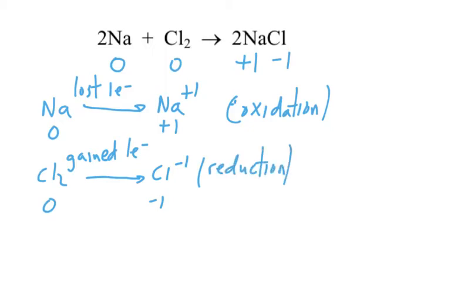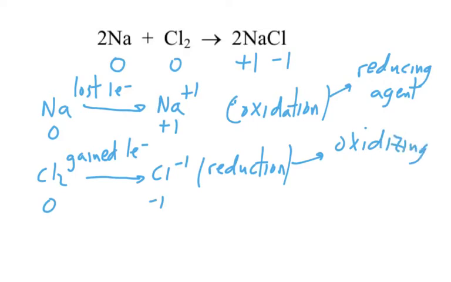Now, here is the play on words. Sodium underwent oxidation. Therefore, sodium is known as the reducing agent. When you attach the word agent, notice how everything is backwards. The one that undergoes oxidation is the reducing agent. Chlorine gained electrons, so it underwent reduction. Therefore, chlorine is the oxidizing agent. This is a play on words. A lot of times students get confused by this. But when you add the word agent, it's the opposite.